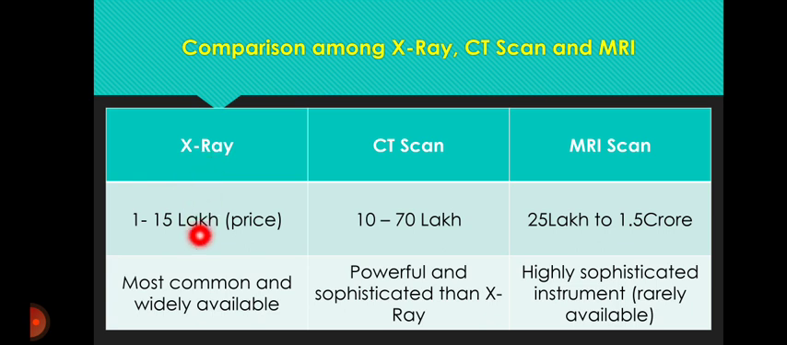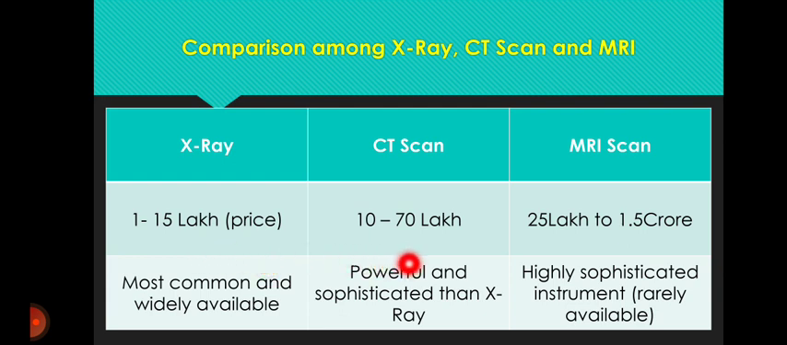X-ray, if you see the cost of the machine, X-ray machine cost ranges from 1 lakh to 15 lakhs depending on the model. CT scan cost ranges from 10 lakhs to 70 lakhs and MRI machine cost ranges from 25 lakhs to 1.5 crores. Now if you see, X-ray machine is available in most places and in most of the health facilities due to its low cost.